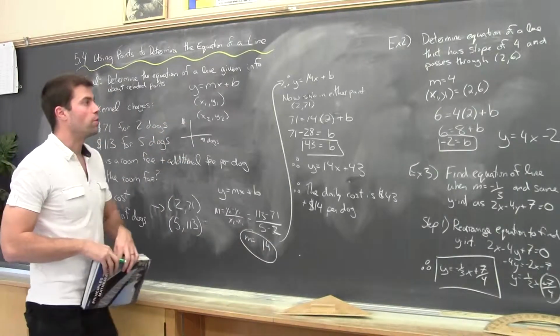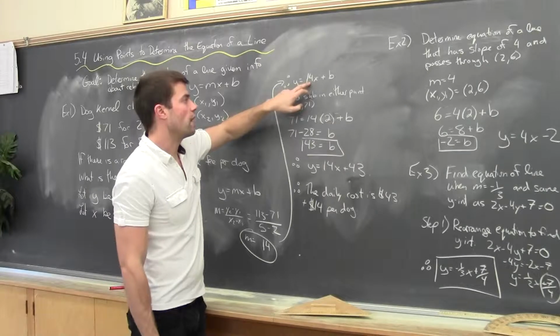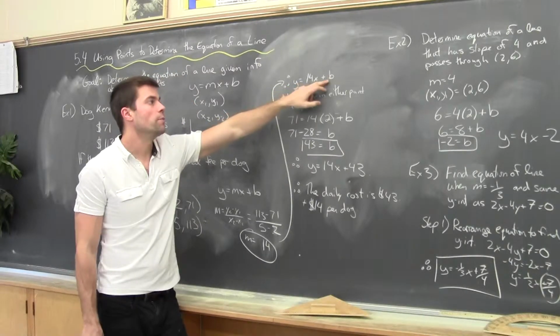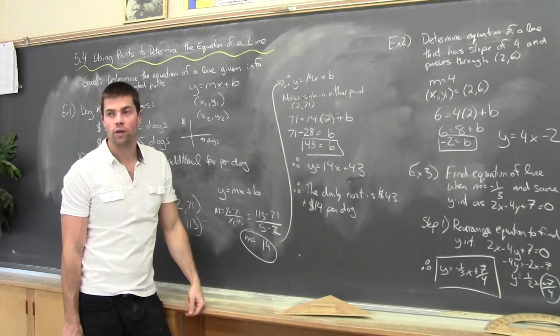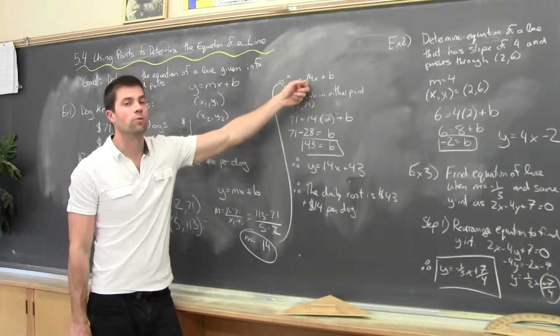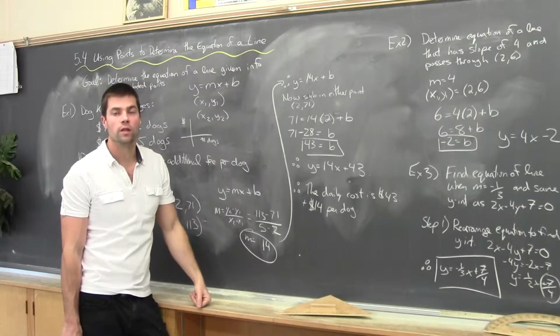Once we have the slope, we plug it into the formula. Y equals m, which is 14x plus b. We still have this unknown b. This is maybe the trickiest part in these questions. Once you get here, you ask, sir, what do I do next? I don't know what the value of b is.